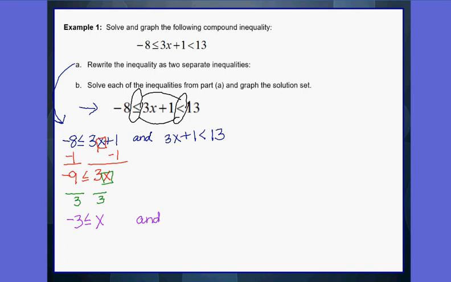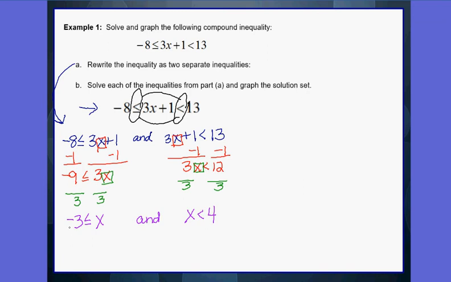And we need to get the other set of the solutions. First, we subtract 1. We end up with 3x is less than 12. I now have to divide by 3, and I find that x is less than 4.